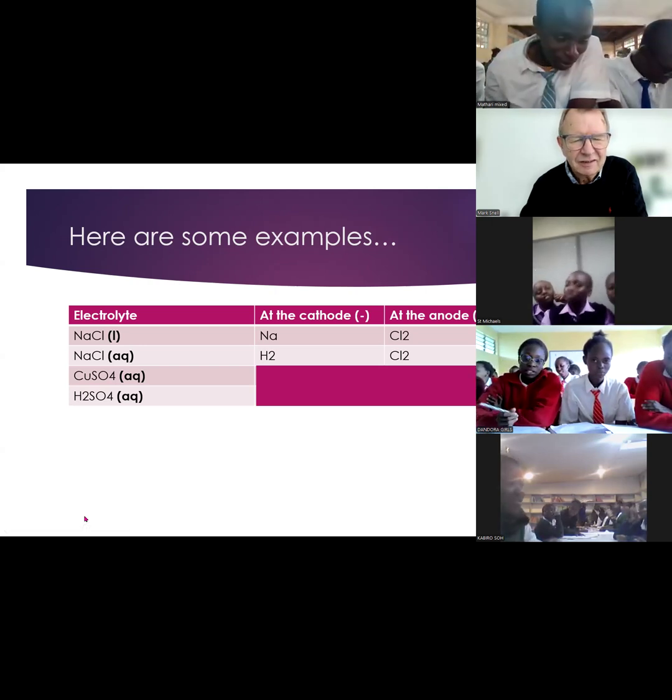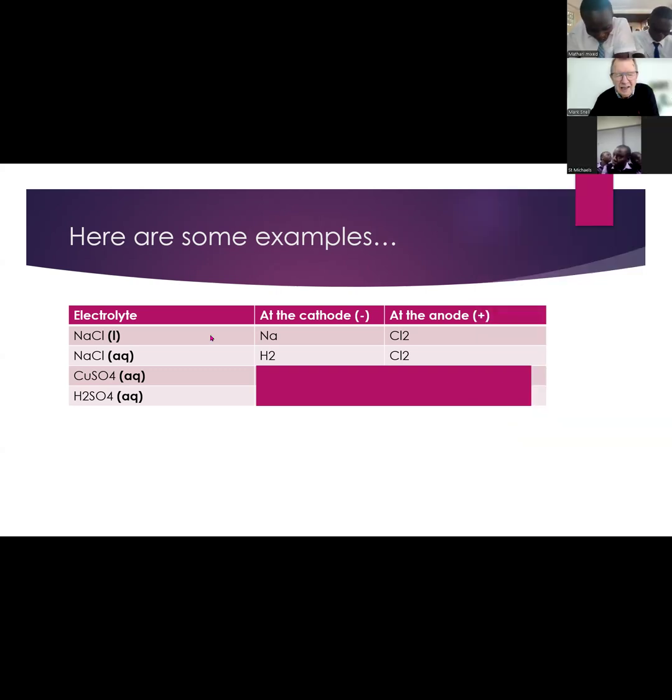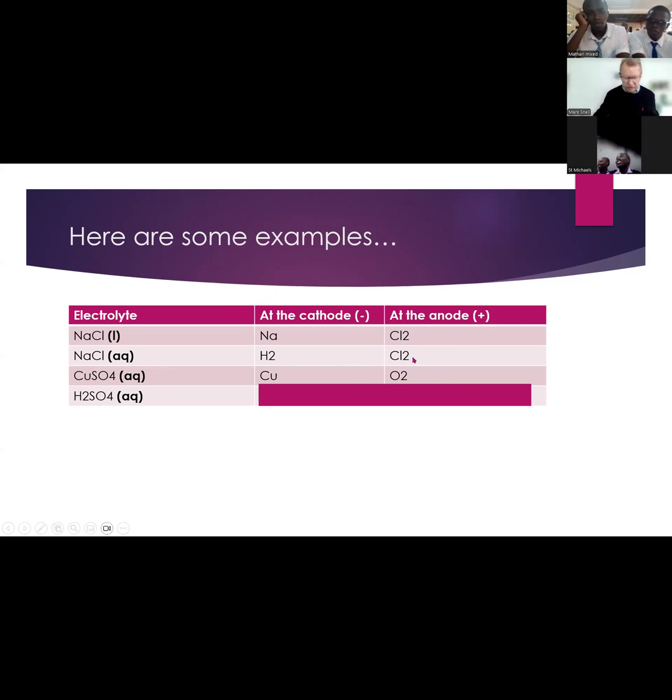Okay, let's look at it. The answer is copper and oxygen. Now, the reason it is oxygen is because in copper sulfate, there is no chloride, and the only other thing which can be produced is oxygen. And so at the anode, the only two things that can be produced are oxygen or chlorine. Nothing else can be produced. At the cathode, it can only be the metal or hydrogen. That's it. So it can be copper and oxygen.